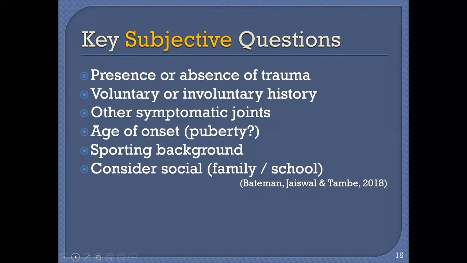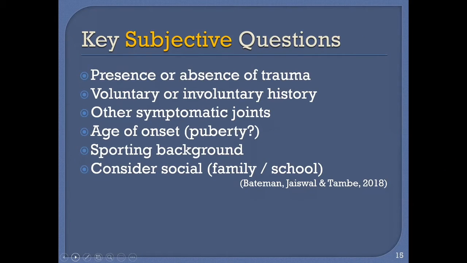Do they have any other symptomatic joints? So generalized hyperlaxity, such as in their hips or knees. And what was the age of onset? Was it around puberty? I see a lot of kids around 11, 12, 13 as they're hitting a growth spurt or changing their activity levels. What's their sporting background? Are they particularly sporty? Do they do sports that may predispose them, such as throwing, gymnastics? Swimmers do, especially in Sheffield, do a huge amount of swimming.